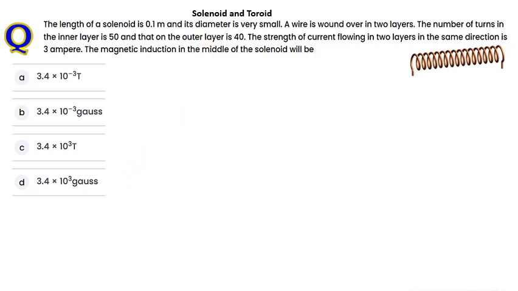According to this, the total magnetic induction by the two coils is B equal to B1 plus B2. For the magnetic field B1, we have just seen the formula: mu naught, the number of turns N1, and the current, the same current, which I mention as I. For the second solenoid coil, it is mu naught N2 into I. I is common and mu naught is also common, so I take them out. N1 plus N2 is 50 plus 40, which gives 90.